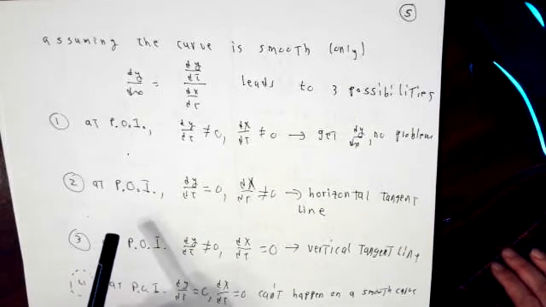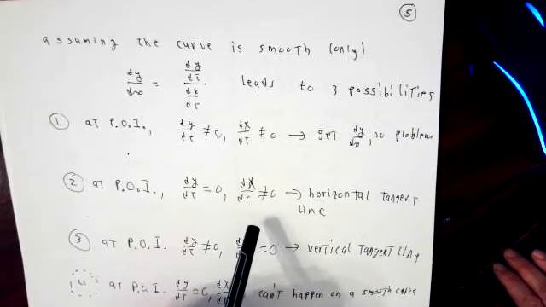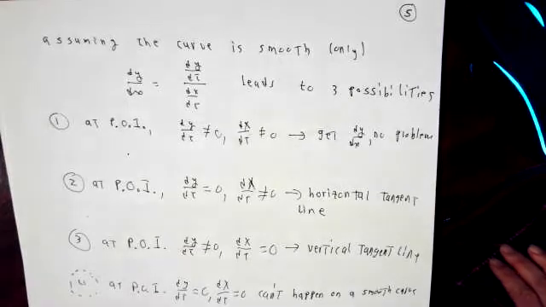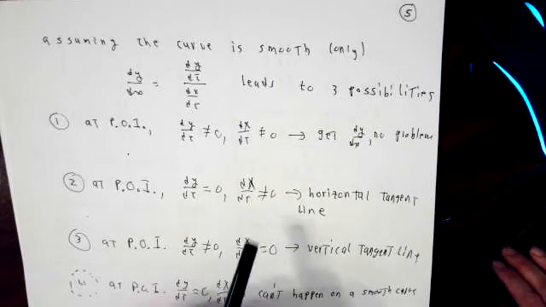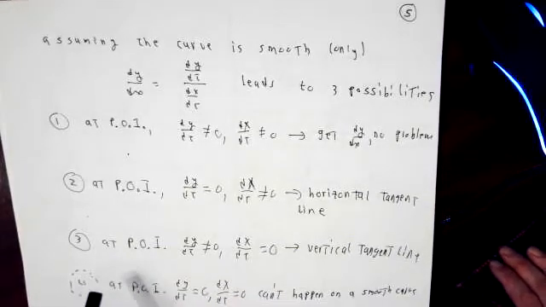At the point of interest, if dy/dt is 0, but dx/dt isn't, that means on the tangent line, the y coordinates never change their value as I change the t around, but the x's do. That gives me a horizontal tangent line. At the point of interest, if dy/dt is not 0, but dx/dt is, that means x never changes, but y does. So that tells me I have a vertical tangent line at that spot.